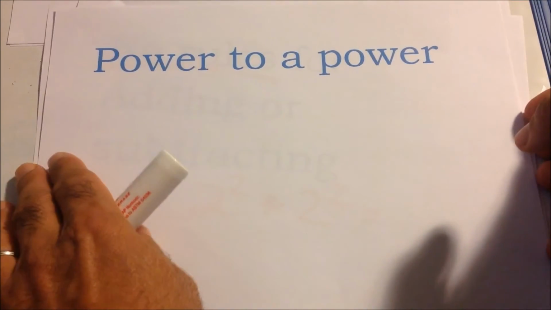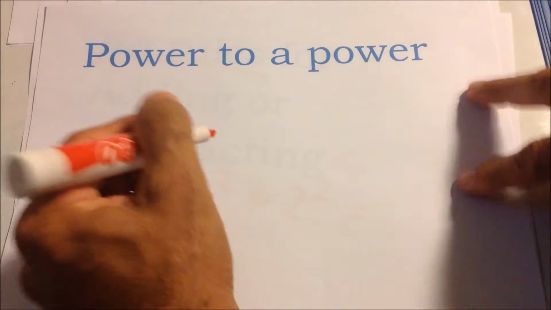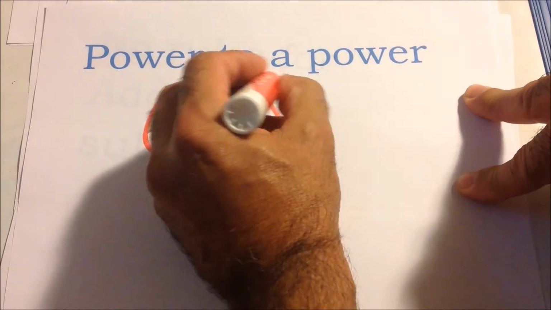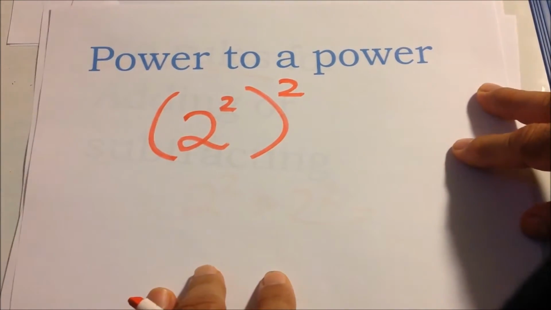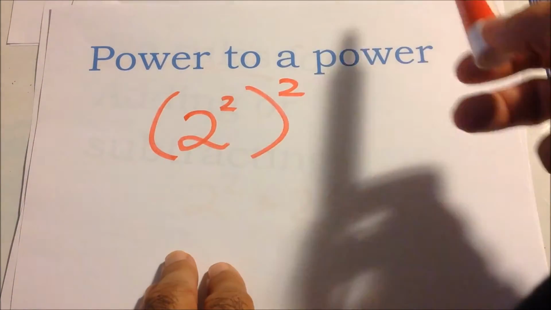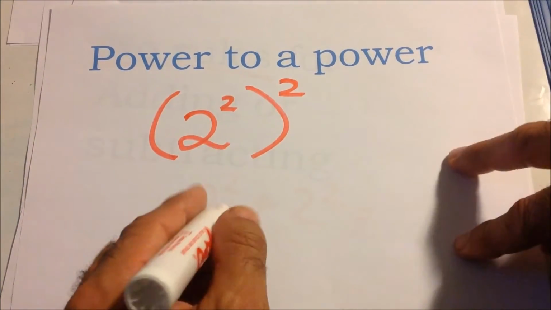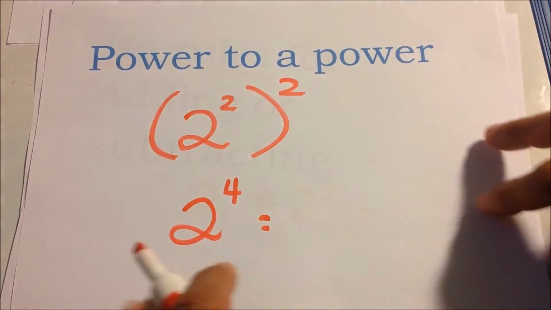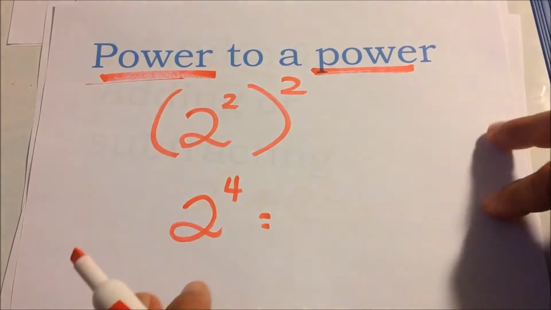Now the other thing is power to a power. What does that mean, a power to a power? Sometimes you'll see something like this. 2 squared raised to the second power. So here's the important thing to know. Anytime you have a power to a power, you multiply the exponents. So this will be 2 to the 4th power. Okay? So again, anytime you have a power to a power, multiply.